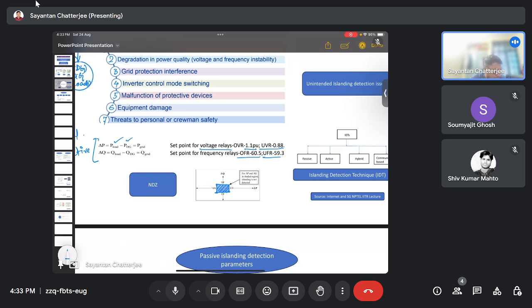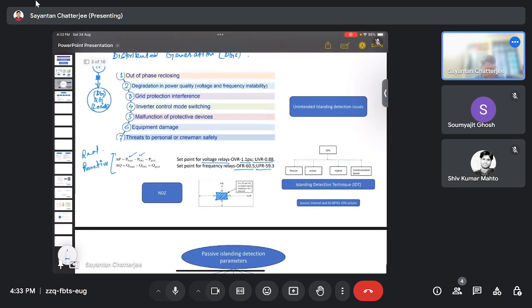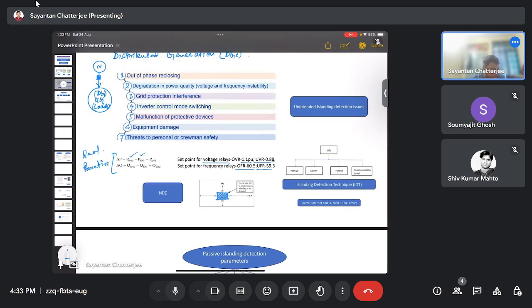So for that case, the overcurrent relay and over voltage relay, whose set point values are already present, so both these over voltage and under voltage relays would trip. Okay, so that's the cause of islanding. And for the non-detection zone, the presence of these real and reactive power mismatches leads to the detection. Based on these mismatches, that leads to the detection.